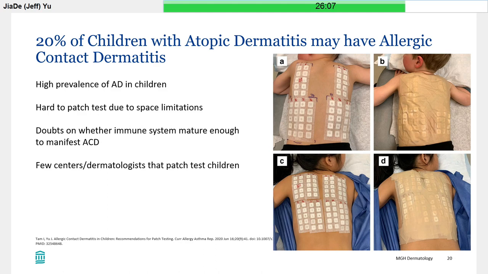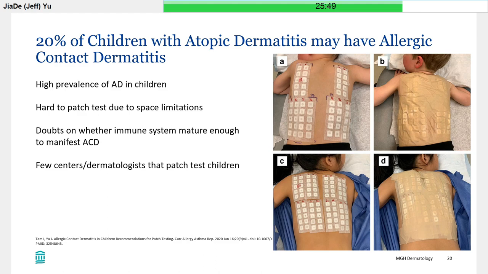Some of the prevalence data from the United States have seen that about 20% of kids who have atopic dermatitis might have allergic contact dermatitis. There's a high prevalence of atopic derm in children, which makes it really difficult to tell the difference between whether or not this kid is having an eczema flare or having an allergic contact dermatitis flare.